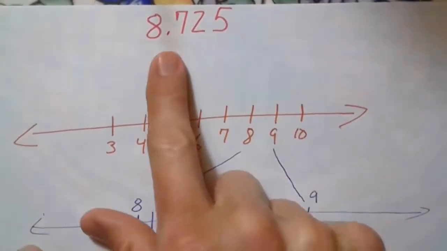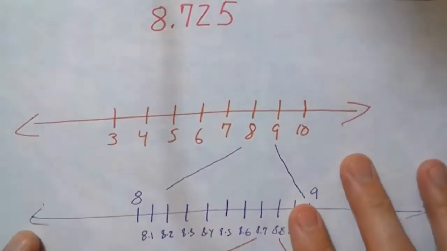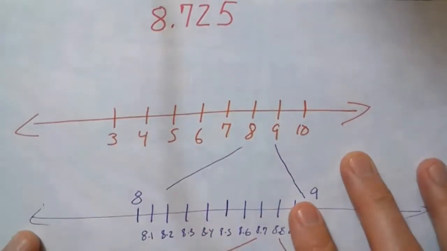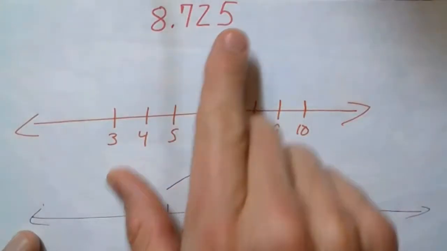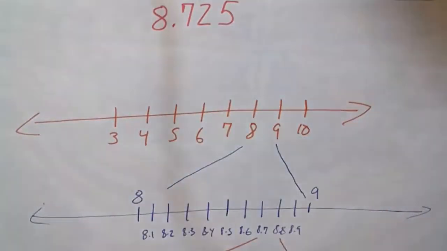So first off, test yourself. What is this number? See if you can say it out loud. All right, so this number is 8 and 725 thousandths. So that's a number. That's how you say that. If you said that well, congratulations. You can at least say the number. You can say it out loud.